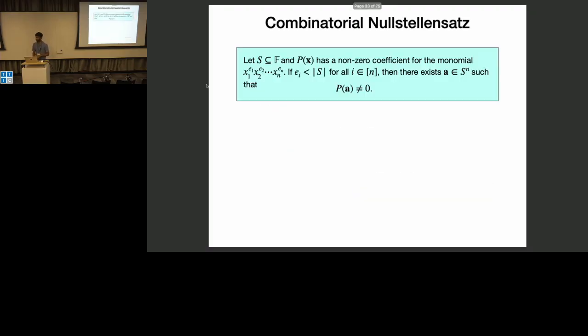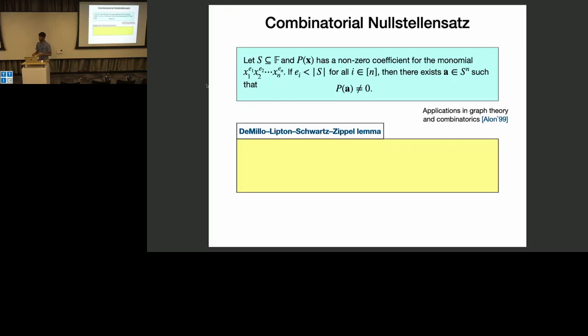Also, to motivate it further, we look at the combinatorial Nullstellensatz. It says that if you have a polynomial with a non-zero coefficient on a monomial where all the individual degrees are less than the size of S, then it guarantees that there's a point in S to the n over which the polynomial evaluates to a non-zero value. This might look like a purely algebraic fact, but there have been several problems in graph theory and combinatorics which can be transformed into questions about polynomials, and this statement can be used to understand graphs and other combinatorial objects.